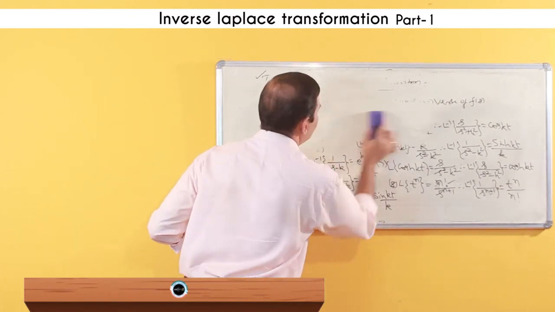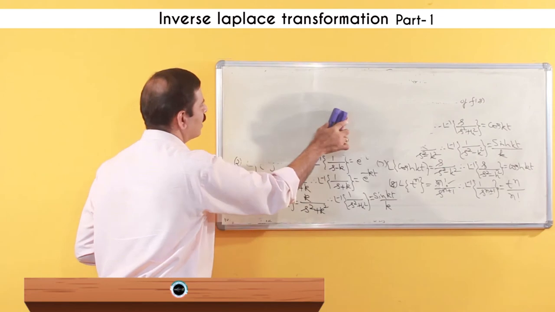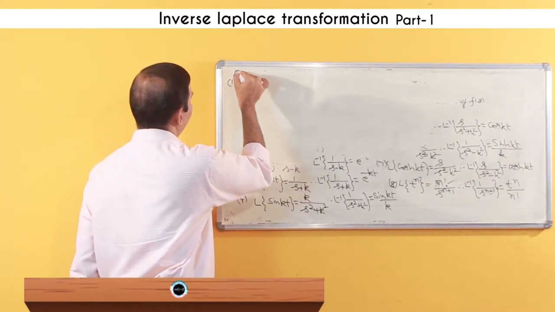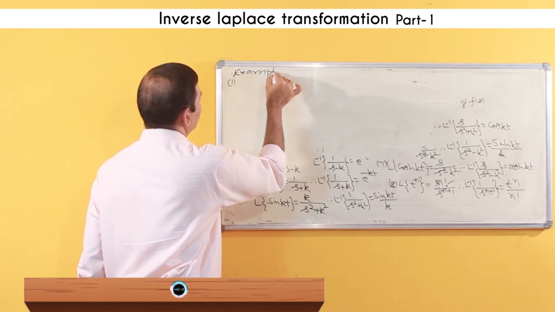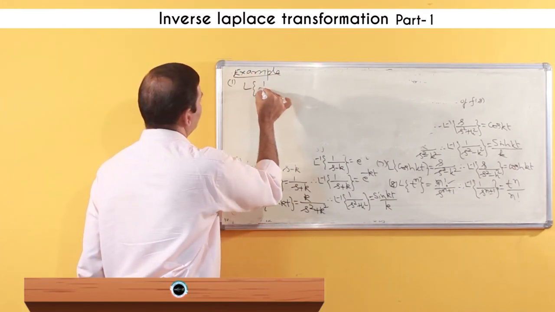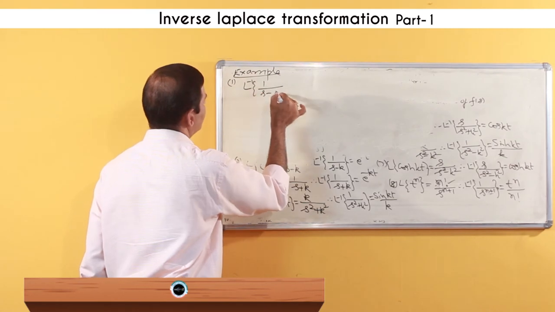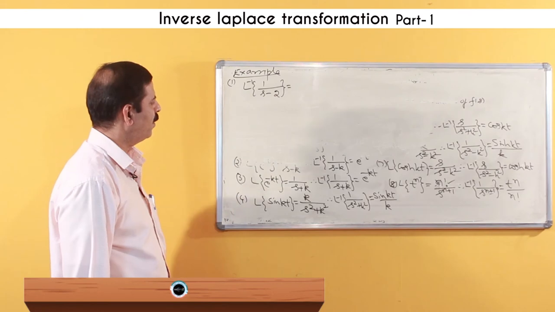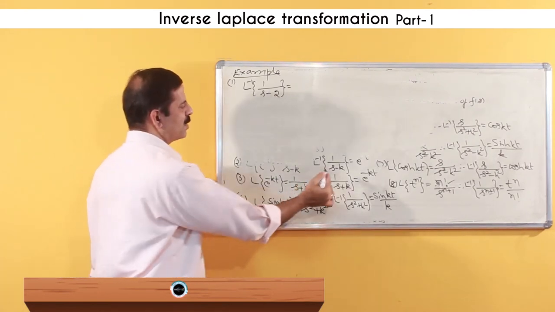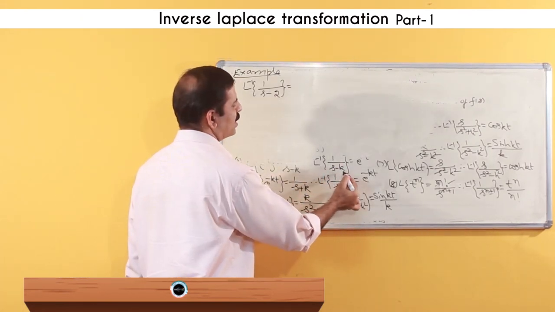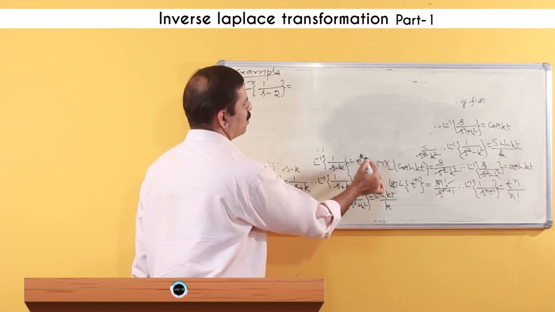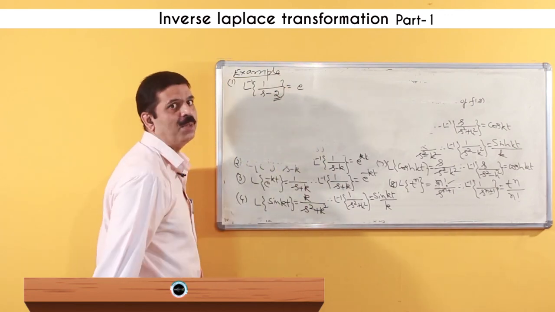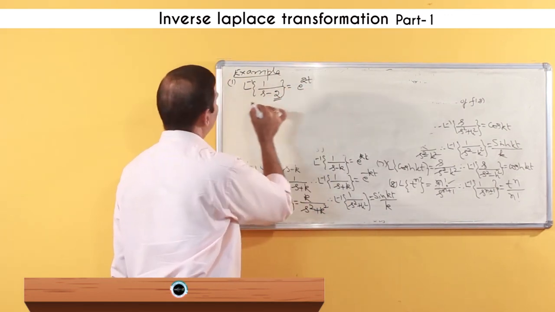Now, as usual, you are given the problem in terms of s. For example, if you are given Laplace inverse of 1 by s minus 2, then what is the function corresponding to that? It is Laplace inverse of 1 by s minus k. What is the formula corresponding to that? e to the power kt. So what is k there? k is equal to 2 there. So it is going to be e to the power 2t.